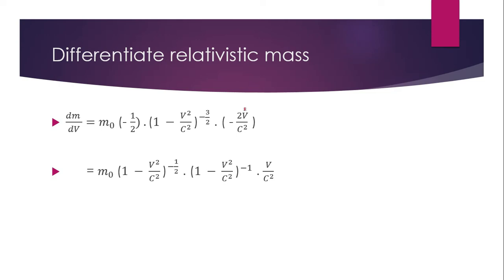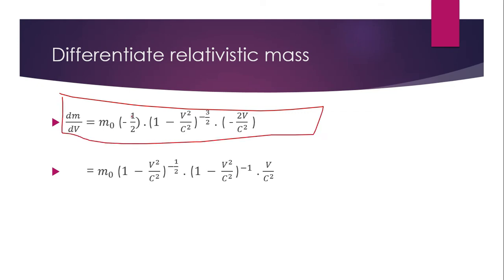And after that, we find this answer here. All this is the after effect of the differentiation. So here we got minus 3 over 2, right? 1.